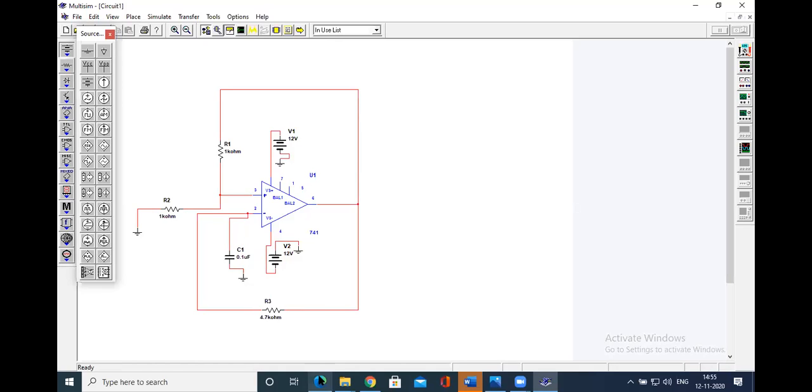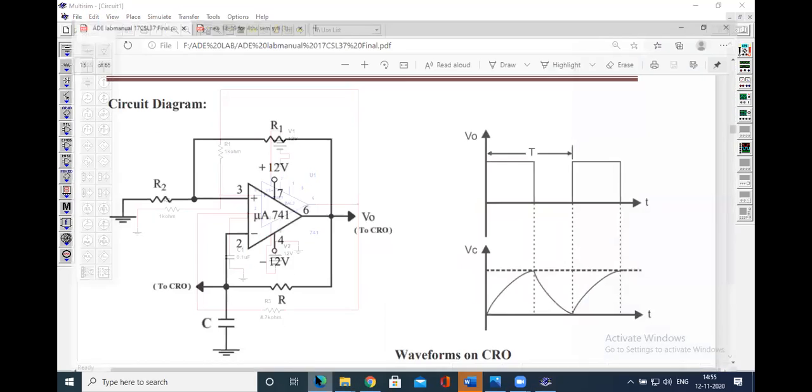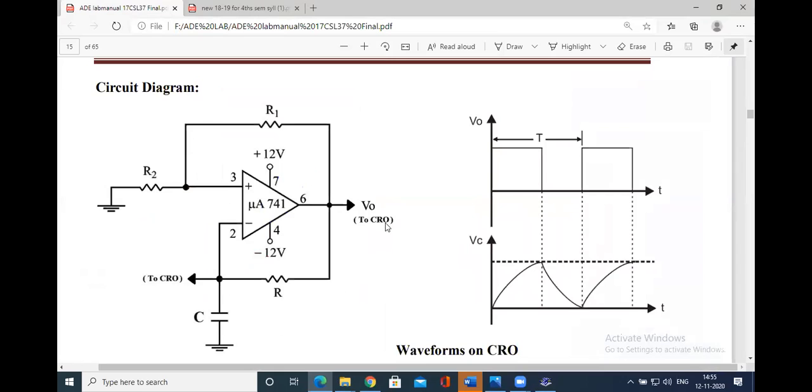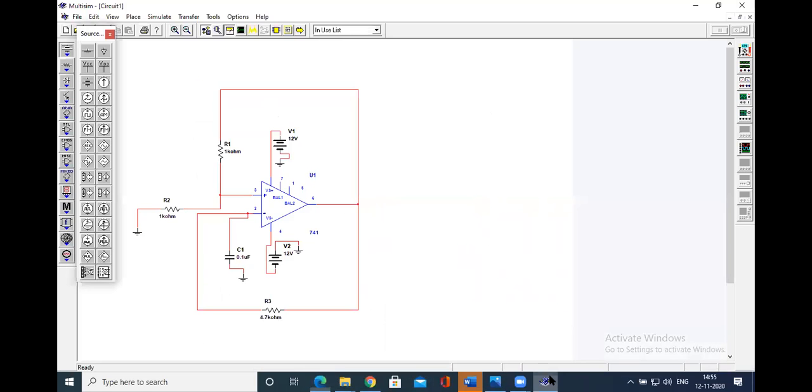Fine, no confusion. Hope all are following the experiment. So next what you have to do, C has to be grounded. Now we have to connect to the CRO. How do you connect it to CRO? So you have an option over here, I showed you.